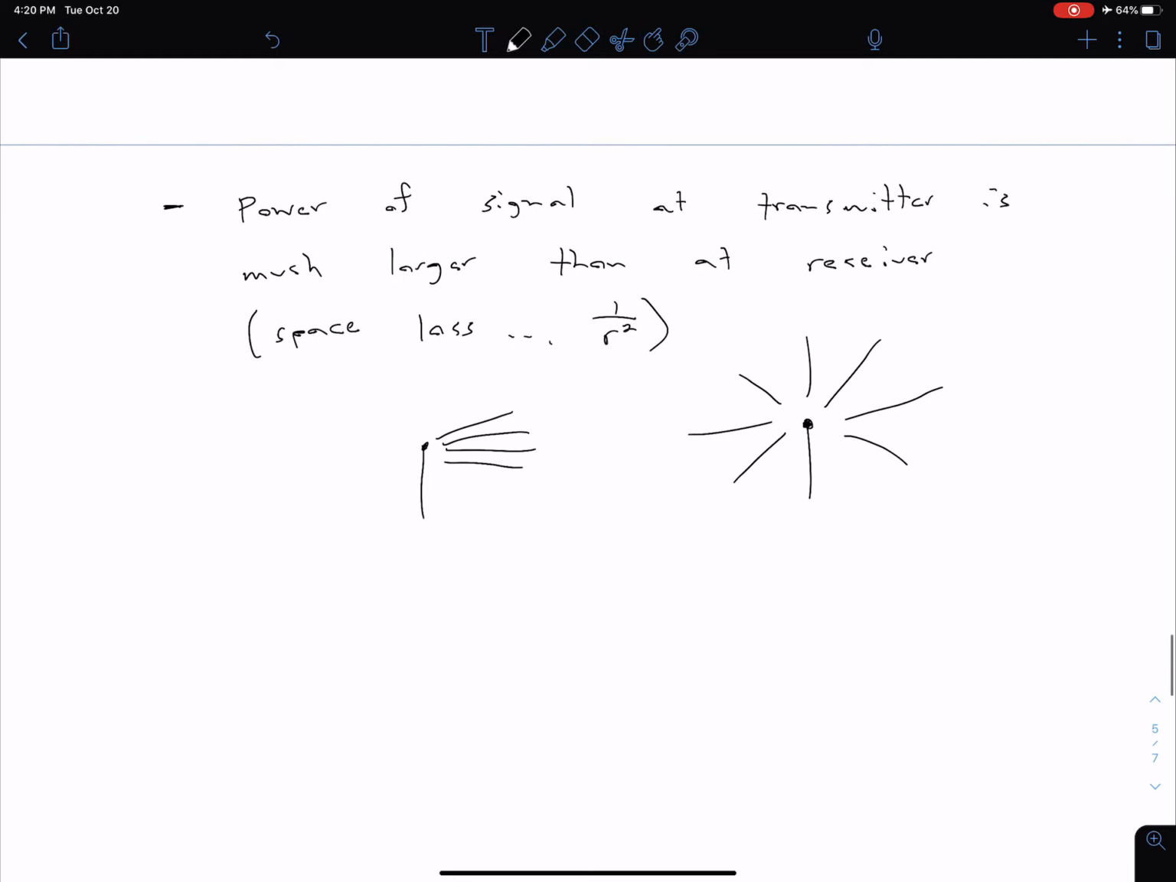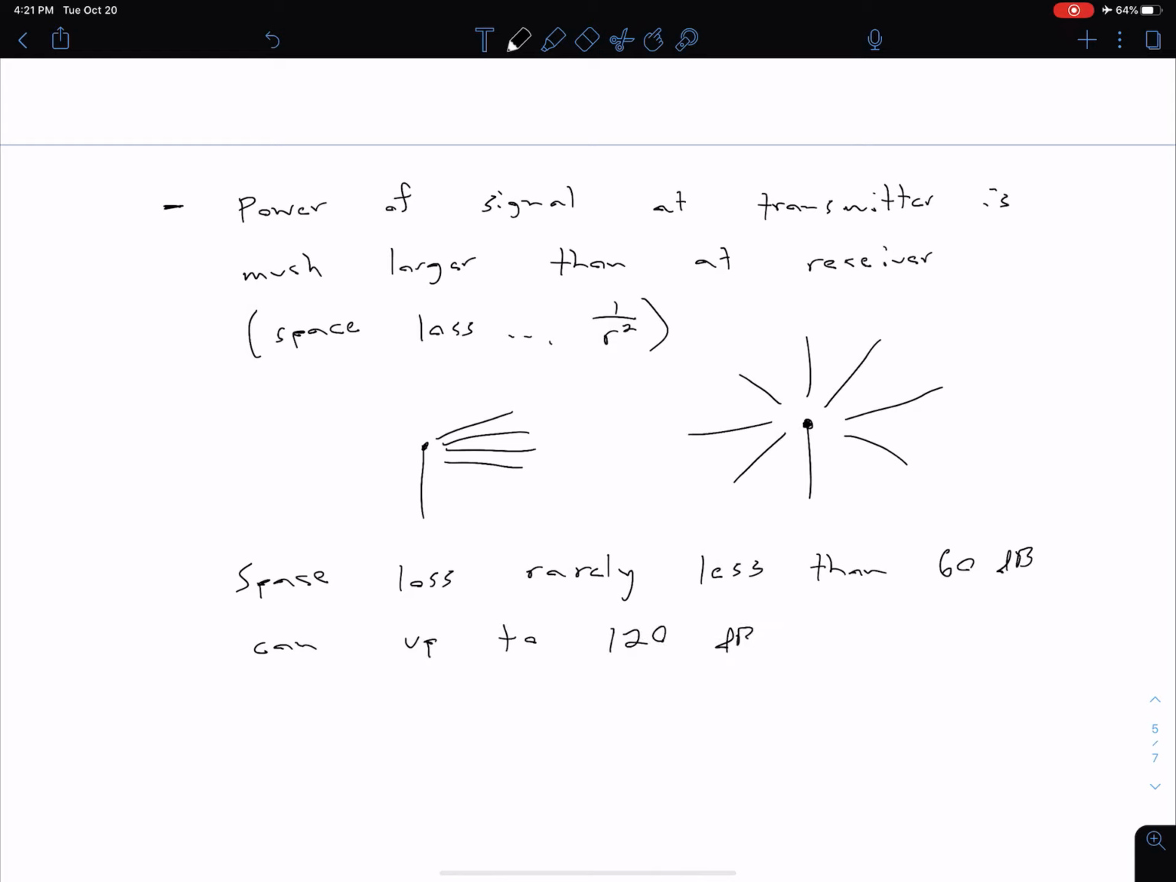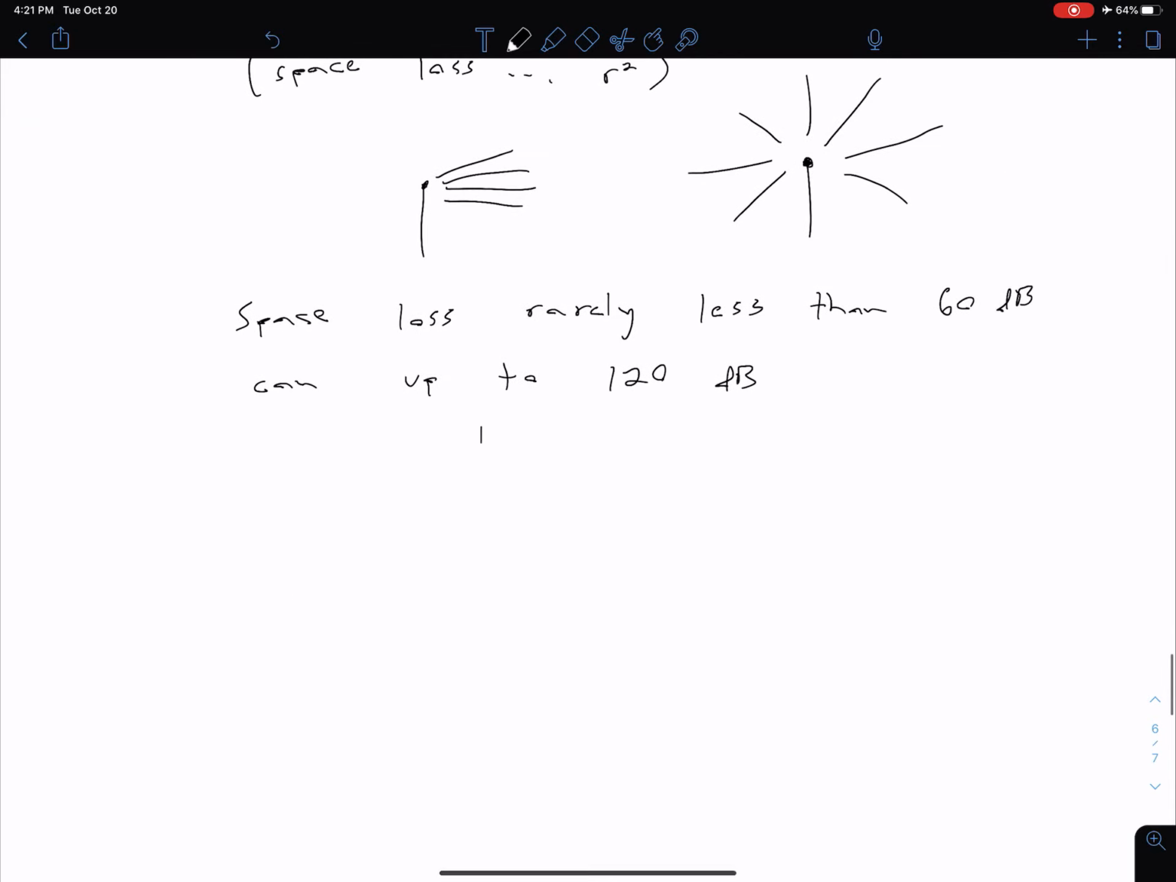To give you an idea of some numbers, our space loss is usually going to be pretty large, and it's rarely going to be less than 60 dB, so rarely less than 60 dB, and can be up to hundreds of dB or even higher than that. Ultimately what this means is that our signal arriving at our receiver is going to be very small. So the signal at the receiver is very small or very weak.